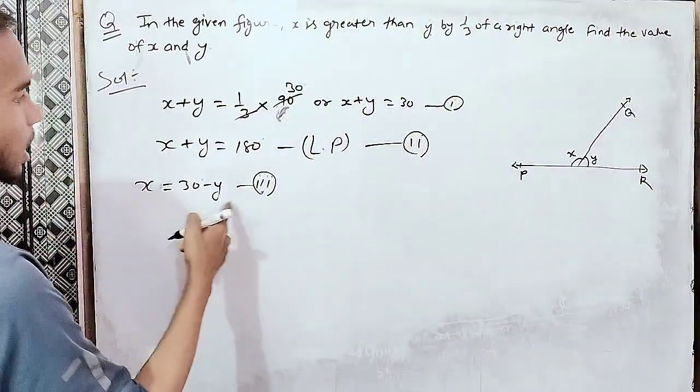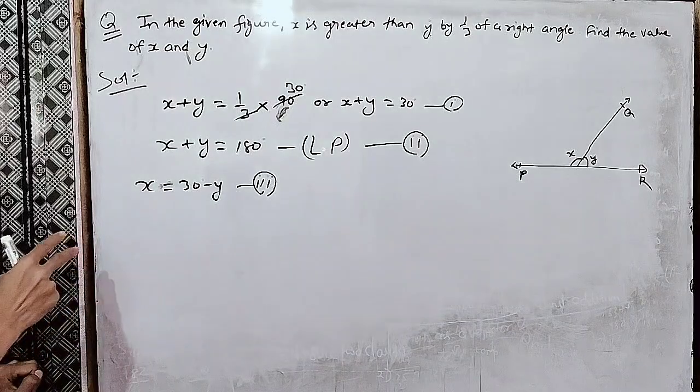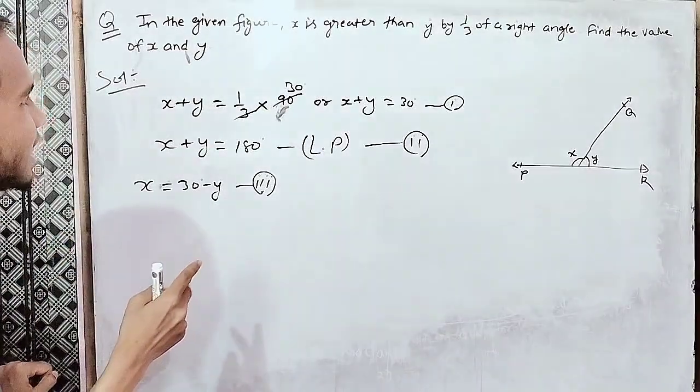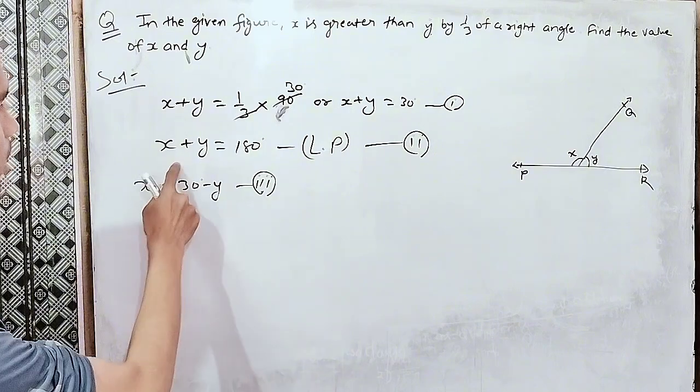One second. This is the third equation, because it is an equation. This is not a linear pair. This is a quadratic pair. This is not a linear pair equation. Now this.